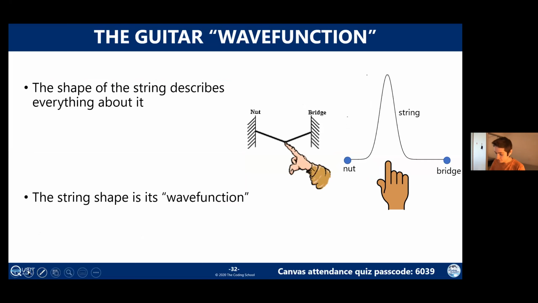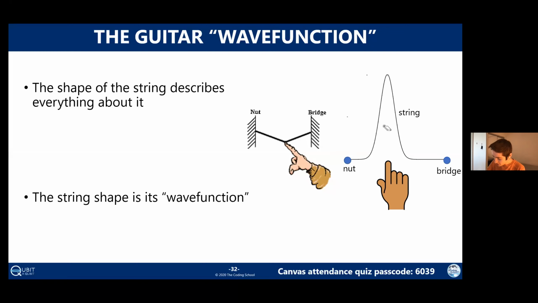Here's a picture demonstrating what this looks like. You pluck the string, and maybe you end up with a shape that looks like this. Just to be clear, it's not the first mode. It's not the second mode. It is something else. It's not one of the modes of vibration.